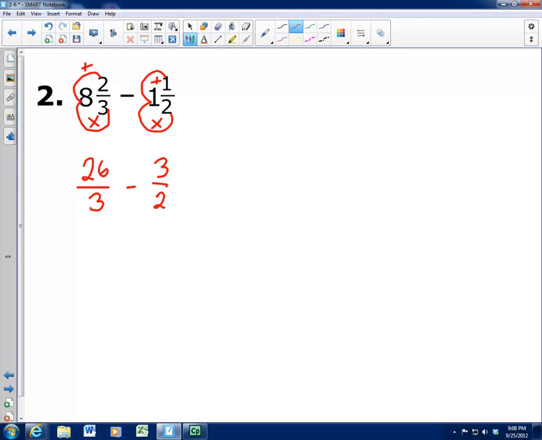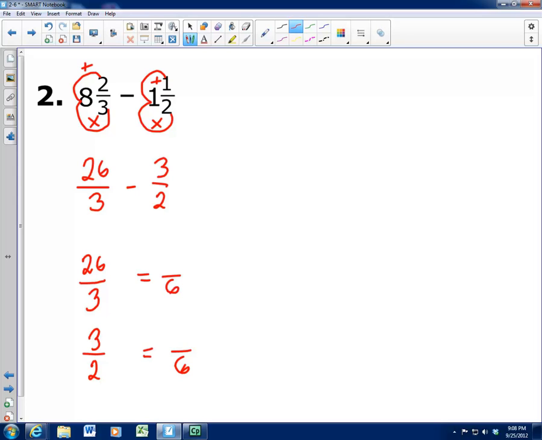Okay, now once I have that, now I can work on my common denominator. On this one, I know that my common denominator is actually going to be 6. Okay, so I'm going to make my equivalent fractions right down here. I'm going to have 26 over 3, I'm going to set that equal to something over 6. And then I'm going to have 3 over 2, and I'm going to set that equal to something over 6. And again, I already said my common denominator was 6 because 2 times 3 is 6.